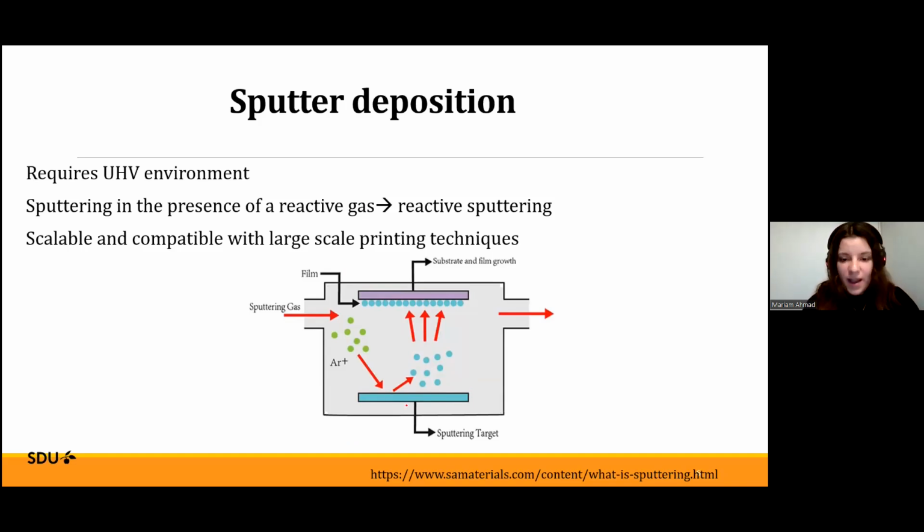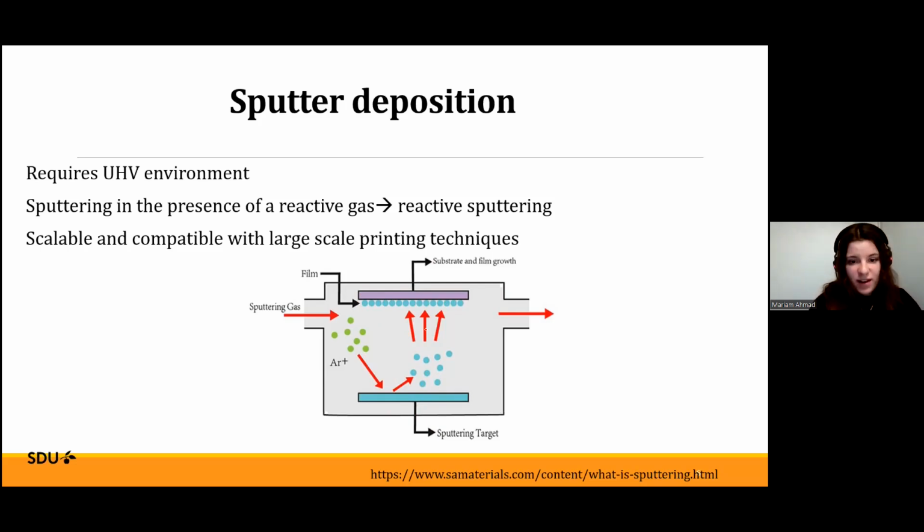This target has a negative bias, and sputtering also requires the presence of an inert gas, and very often it's argon that is used. So the sputtering target is bombarded by positively charged argon ions with very high velocity and very high kinetic energy. And when they hit the surface of the sputtering target, this causes some atoms to be ejected, knocked off, or sputtered off the target surface, and they move through the vacuum chamber where they cover a substrate as a thin film.